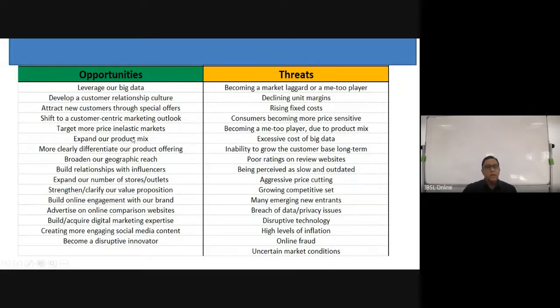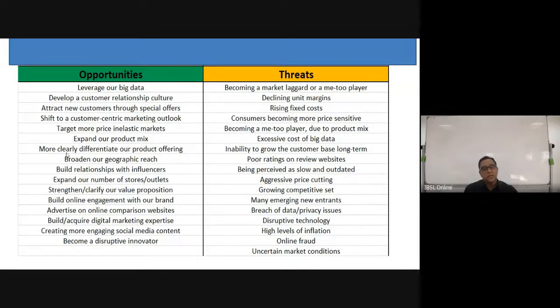Expand our product mix. At the moment your product mix is very narrow, and you go and increase your product mix. Then you introduce more and more new products or modify your existing products, refine, update your product mix or product range. More clearly differentiate our product offering. Yes, you differentiate your product from the competition.